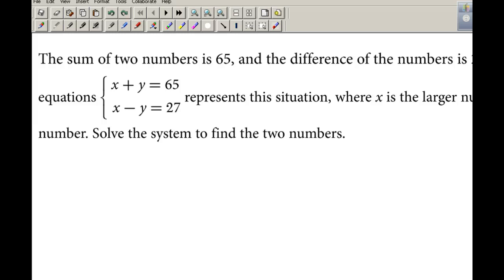You guys could have answered this in 5th grade just by trial and error, just by trying to figure it out. You know, is it 40 plus 25? That's 65. Is 40 minus 25 27? No. I just try to figure out what the numbers are. But we're going to do it in a more methodical method.